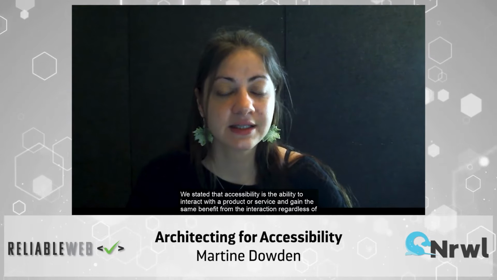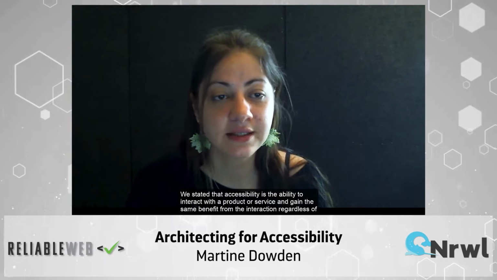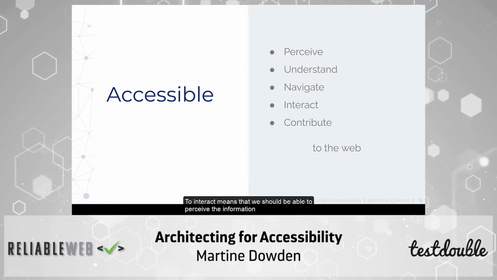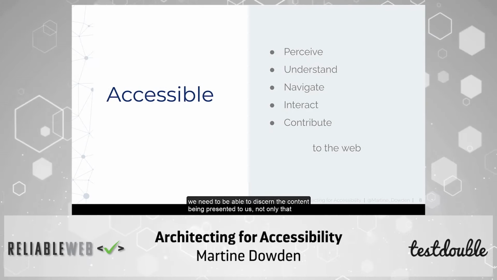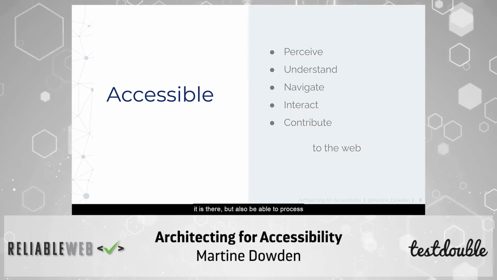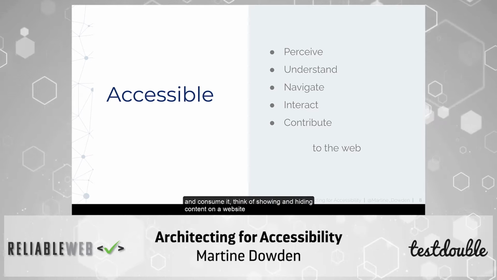We stated that accessibility is the ability to interact with a product or service and gain the same benefit from the interaction regardless of device use or capability of the user. To interact means that we should be able to perceive the information. We need to be able to discern the content being presented to us, not only that it is there, but also be able to process and consume it.